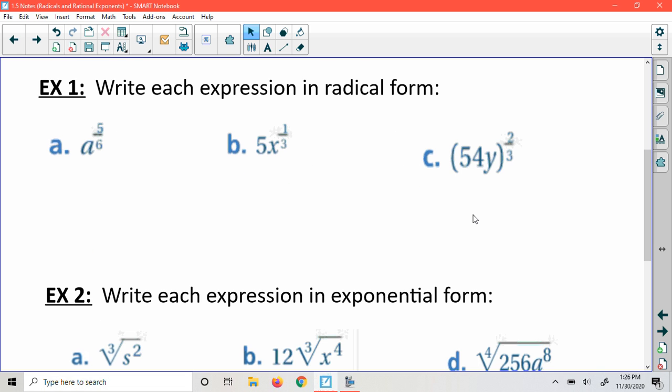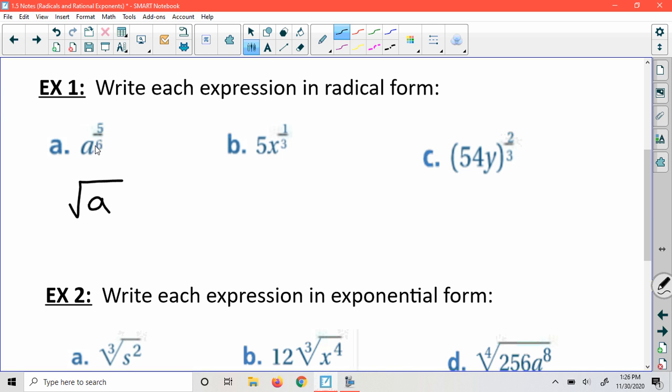So a couple examples here. Write each expression in radical form. That's what we'll do for these first few examples. First one is a to the 5/6 power. So remember, that's just a root. And then you just have to remember where the 5 goes and where the 6 goes.